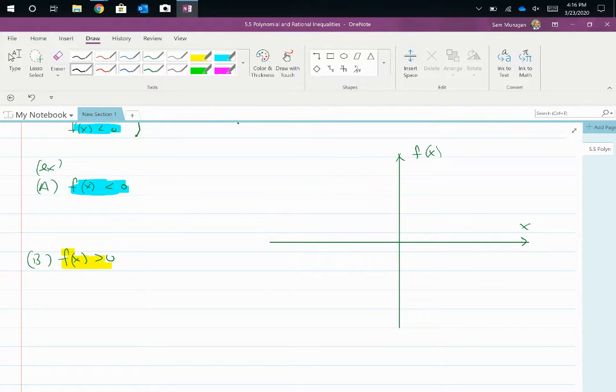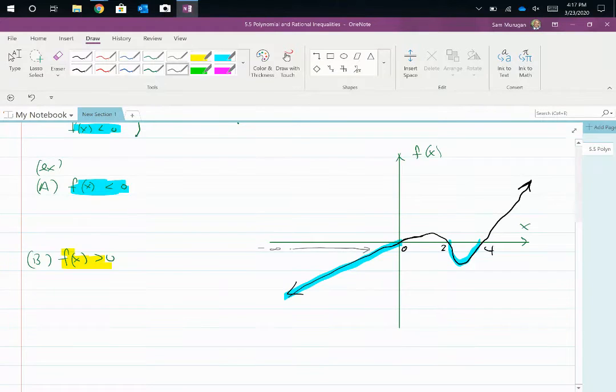And let's put a graph in here. Perhaps this graph goes through the origin, comes down, and then goes that way. So this is at 0, this is at 2, this is at 4. For f of x less than 0, we're considering the portions of the graph below the x-axis. And remember, we're writing intervals for these. So from negative infinity up to 0, and from 2 to 4.